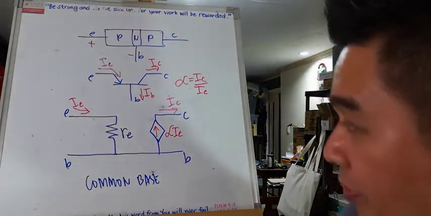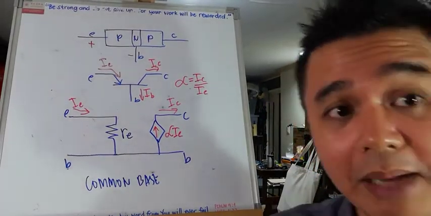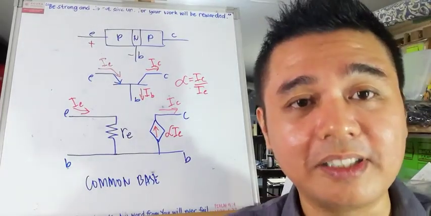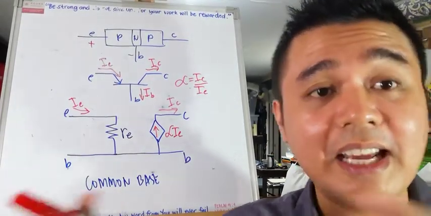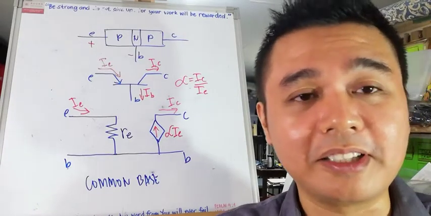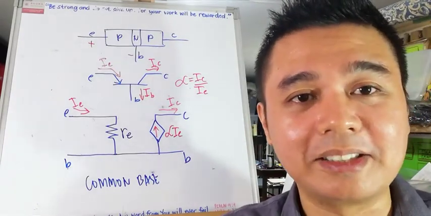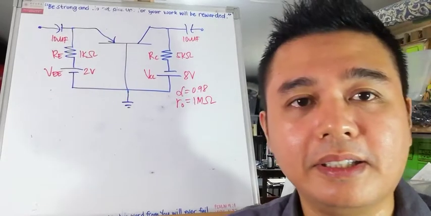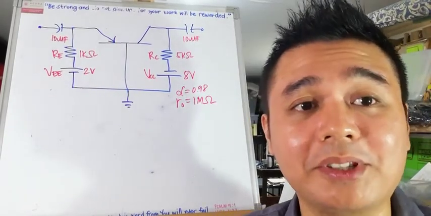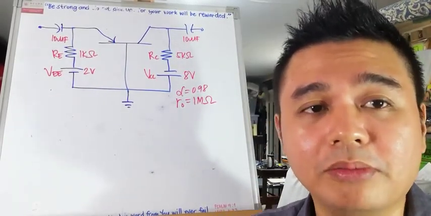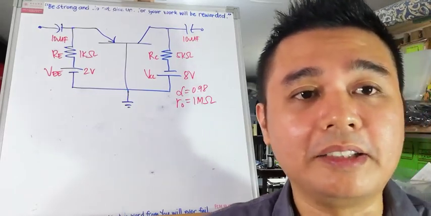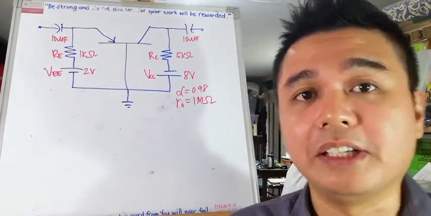So, let us now proceed to an example. So, maglalagay tayo ng external resistances. So, parang DC analysis na sinolve natin, no? May external resistor, may external supplies. This is our common base example circuit. Katulad ito nung unang example ng common base natin for the DC analysis discussion.